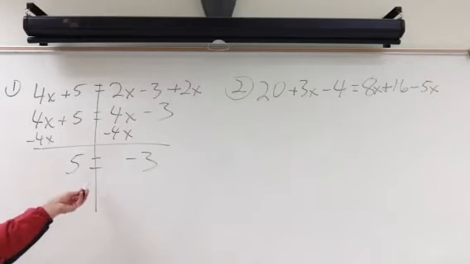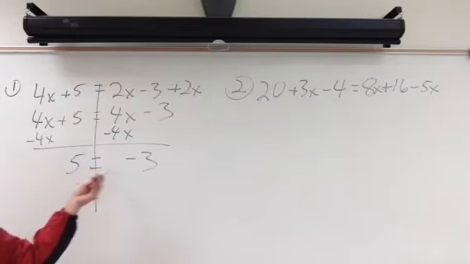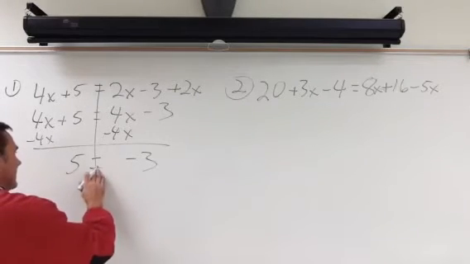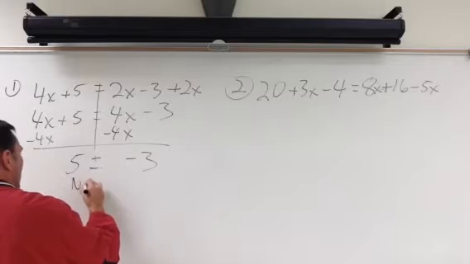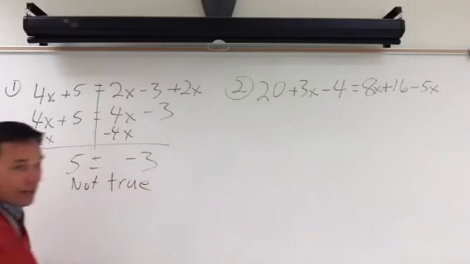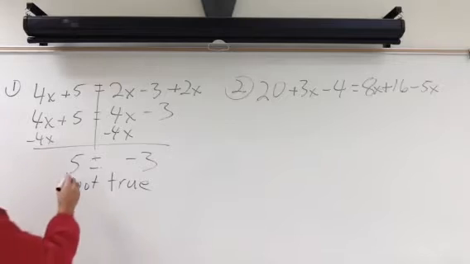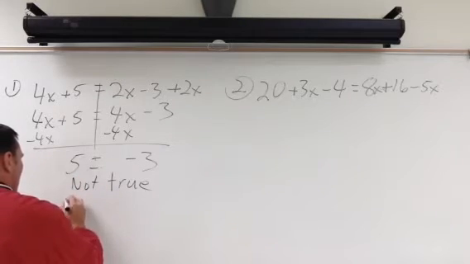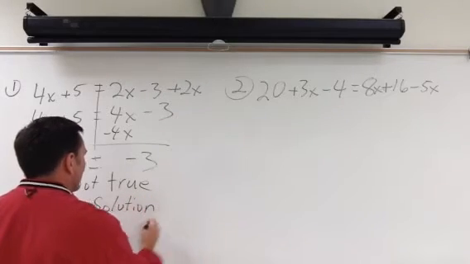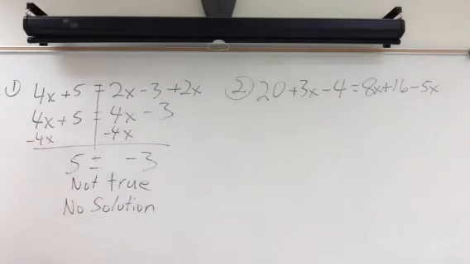And we look at this. We want to ask ourselves, is this a true statement? Does 5 equal negative 3? Because this is not a true statement, and all of our variables are gone, they got eliminated, this becomes a problem that has no solution. There's no answer to this problem.